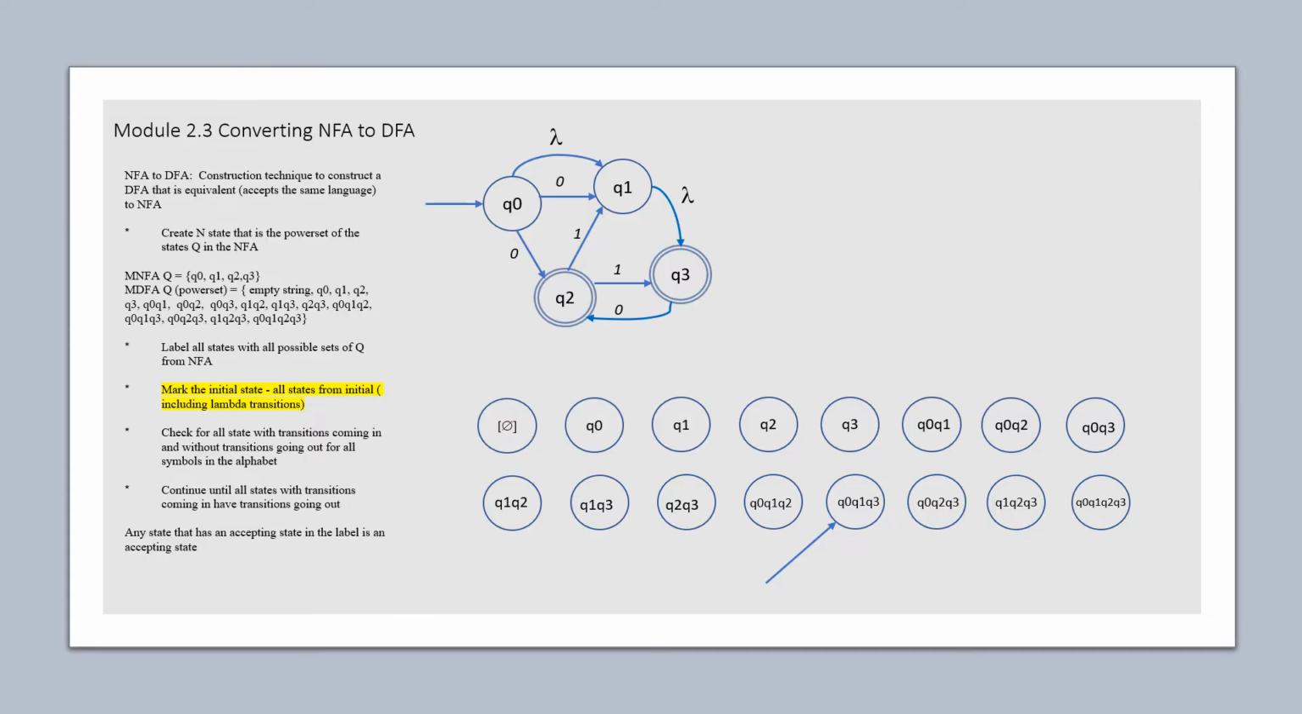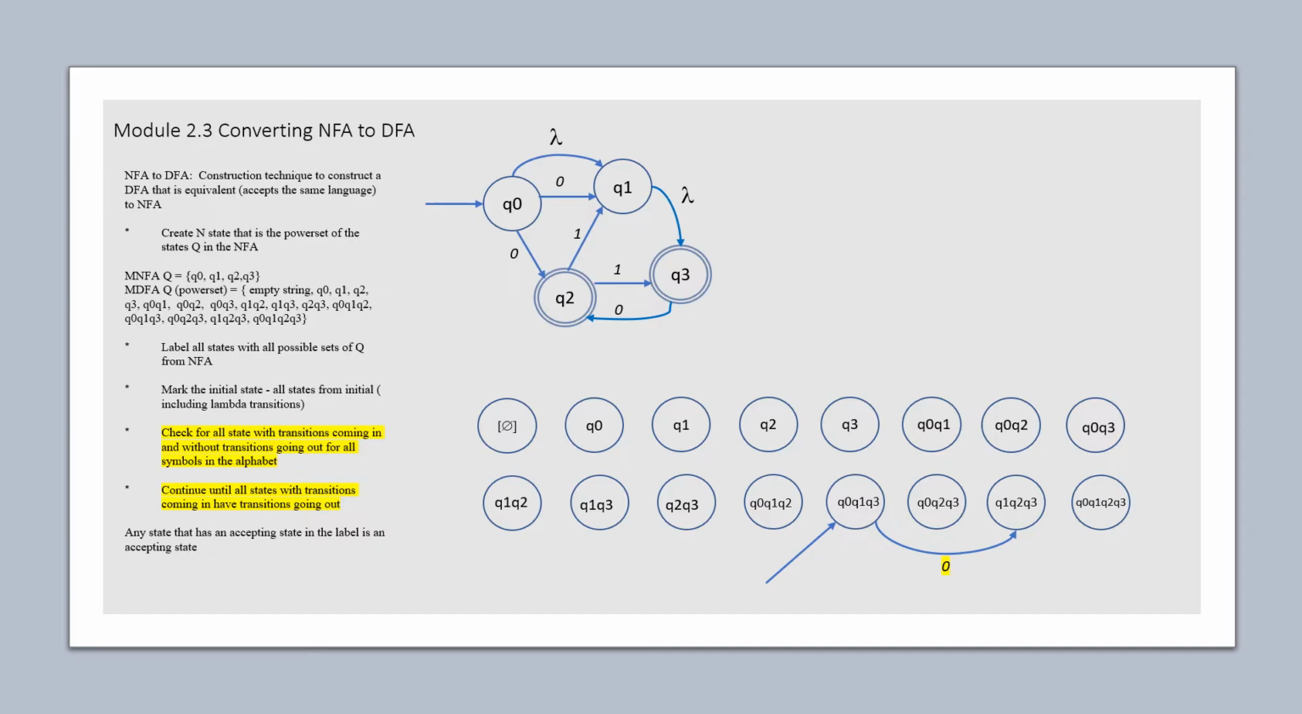So from Q0, Q1, Q3, you have to also take into account the lambda transitions. From Q0, we can get to Q2 with a 0. From Q0, we can get to Q1 with a 0. And we can also lambda transition down to Q3. So we have to also check Q1 with a 0, we can get to Q2. And Q3 with a 0, we can get to Q2. So from Q0, Q1, Q3 with a 0, we can get to Q1, Q2, Q3.